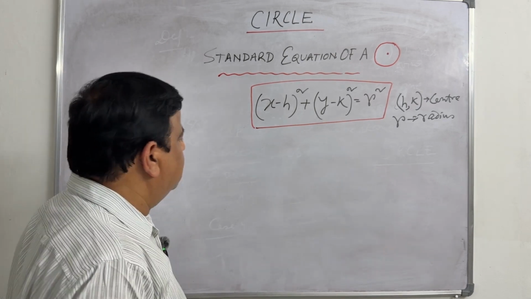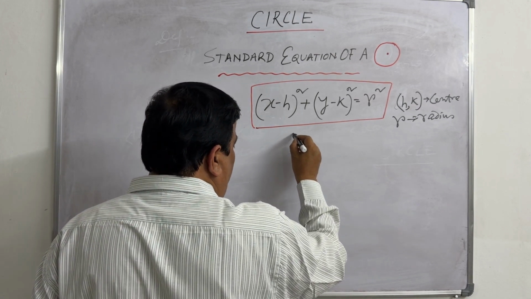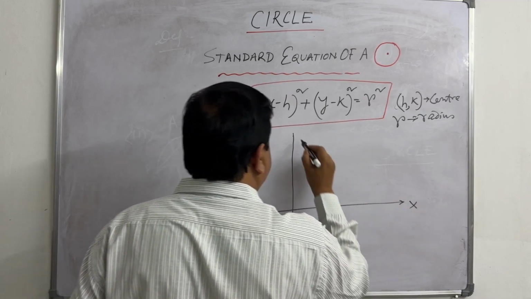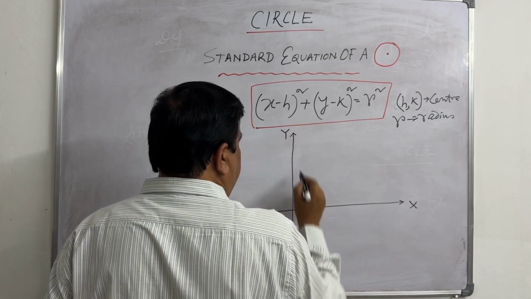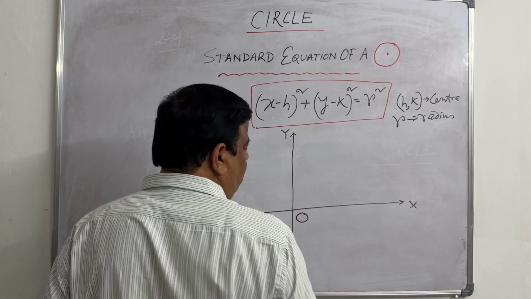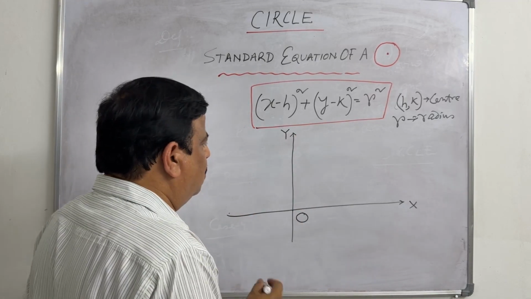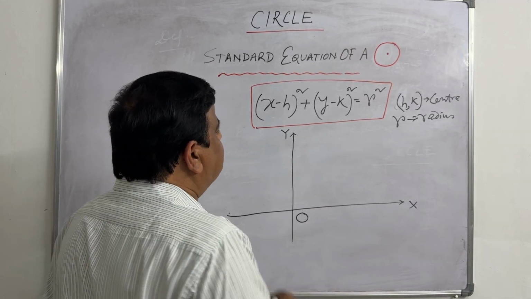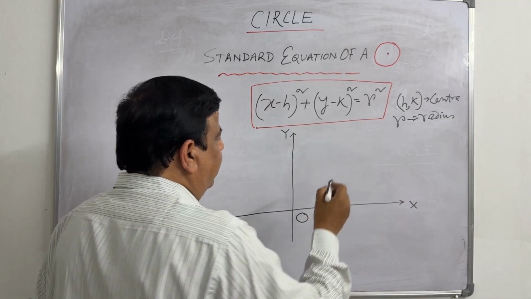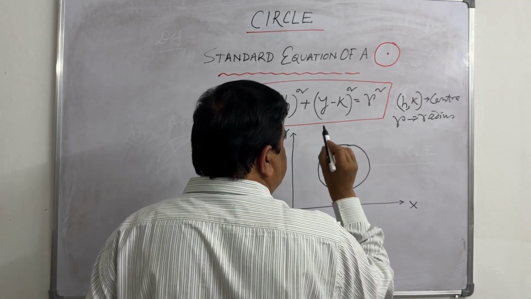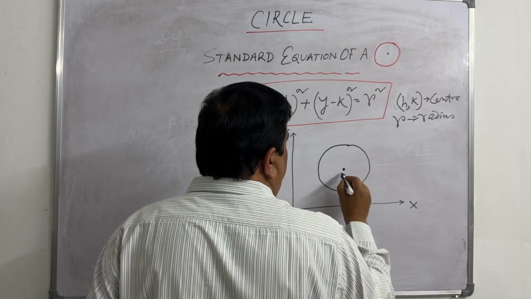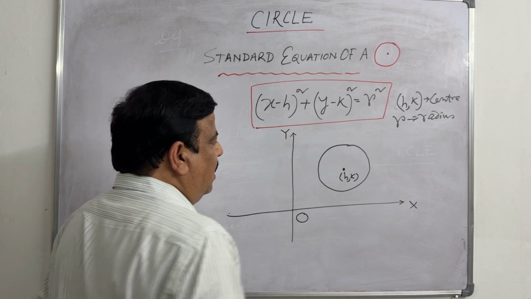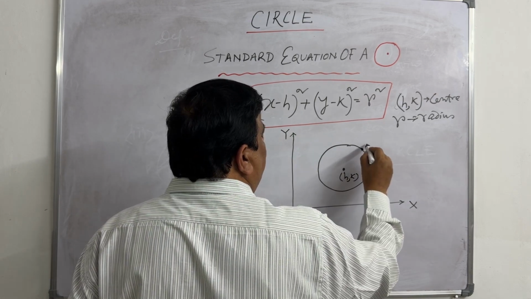Let's discuss. So first you draw the Cartesian coordinate system. This is the x-axis and this is the y-axis, and here is your origin. Okay, so suppose for convenience I am drawing the circle in the first quadrant. So this is the circle. This is the center whose coordinate is h, k. Okay, and this is the moving point.